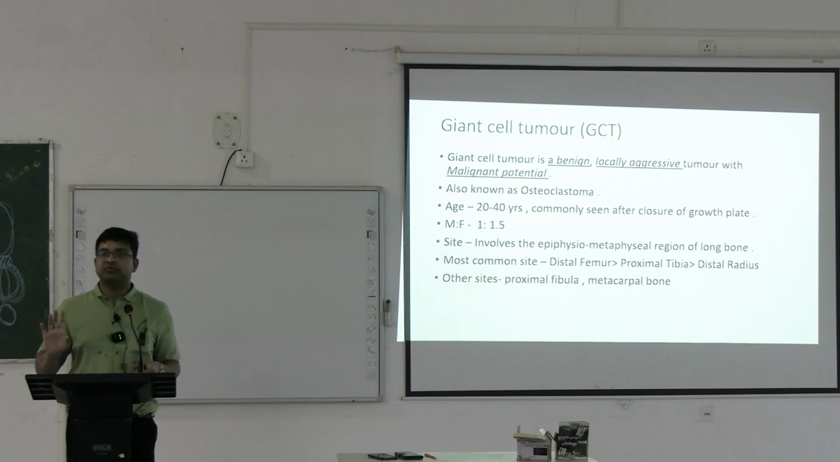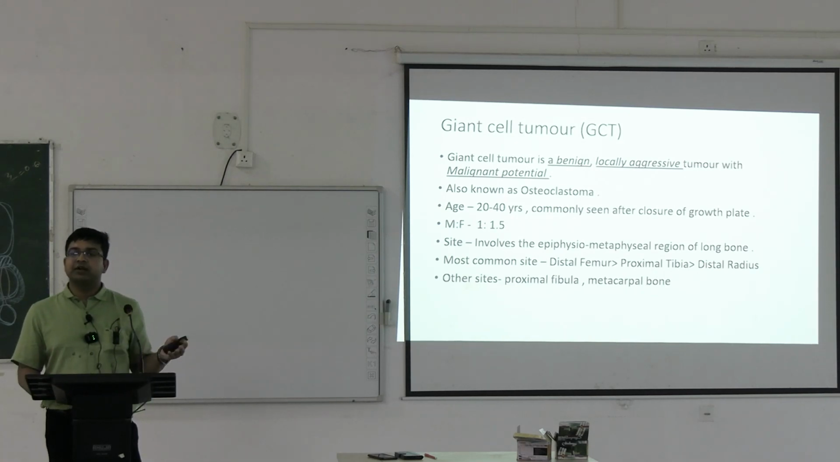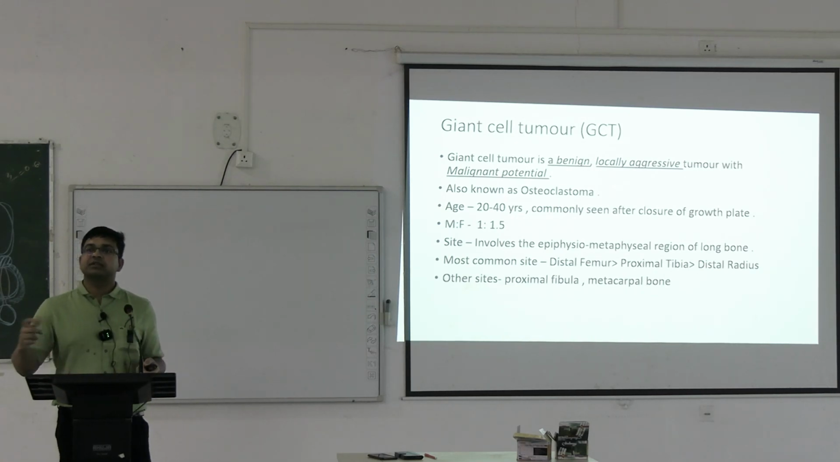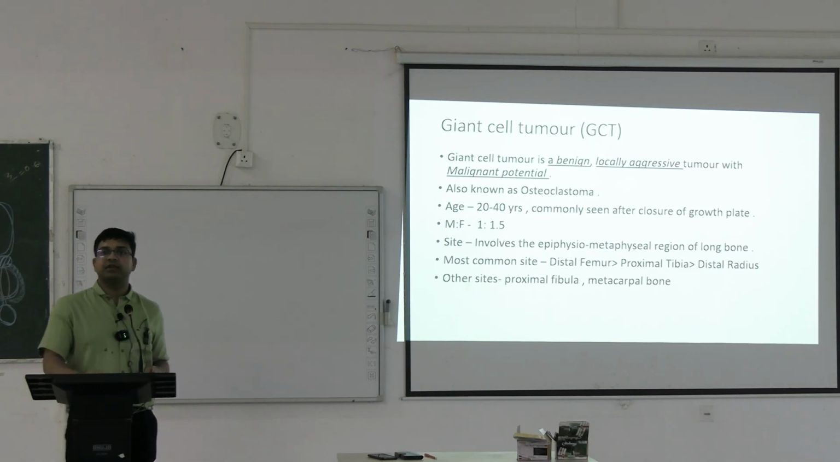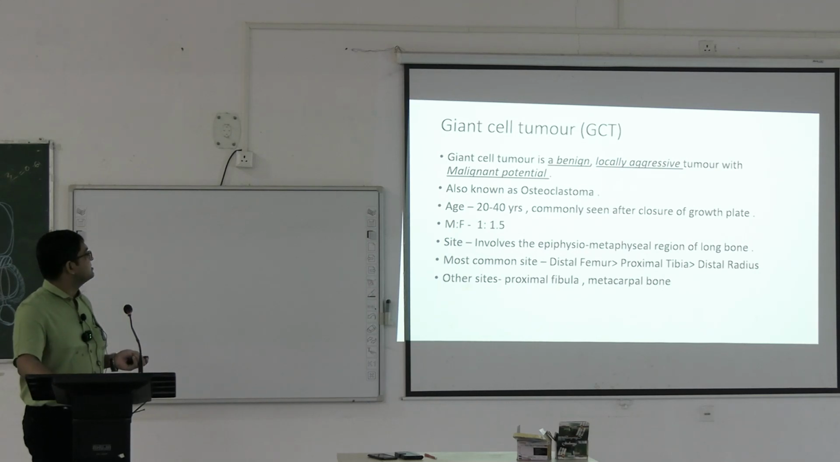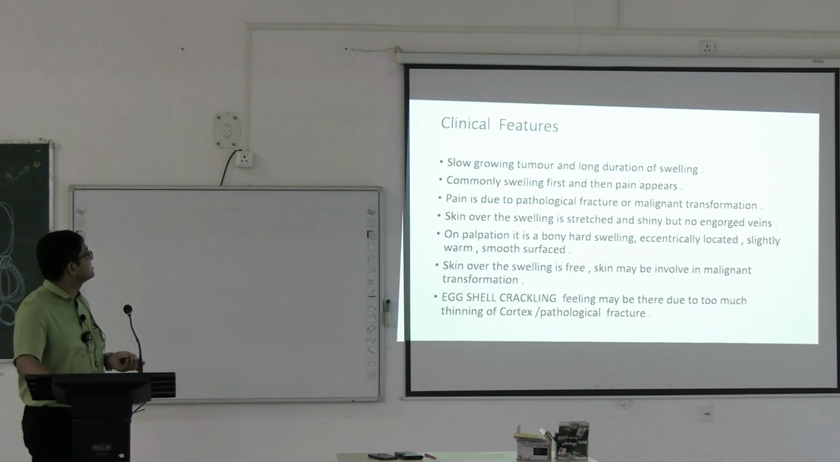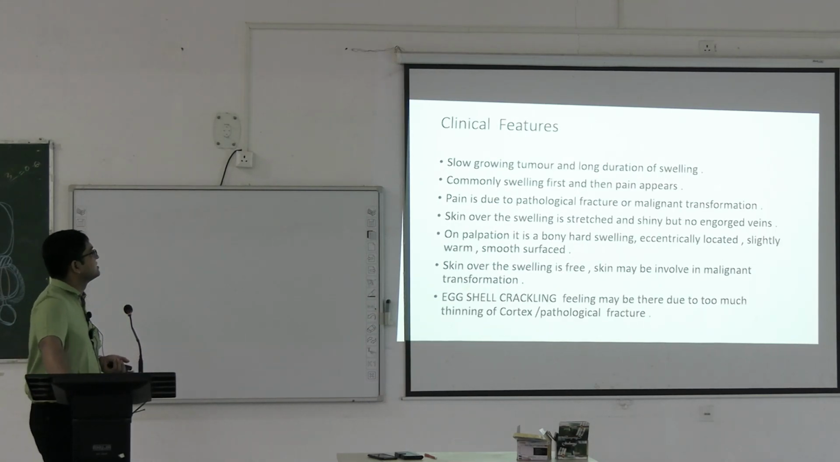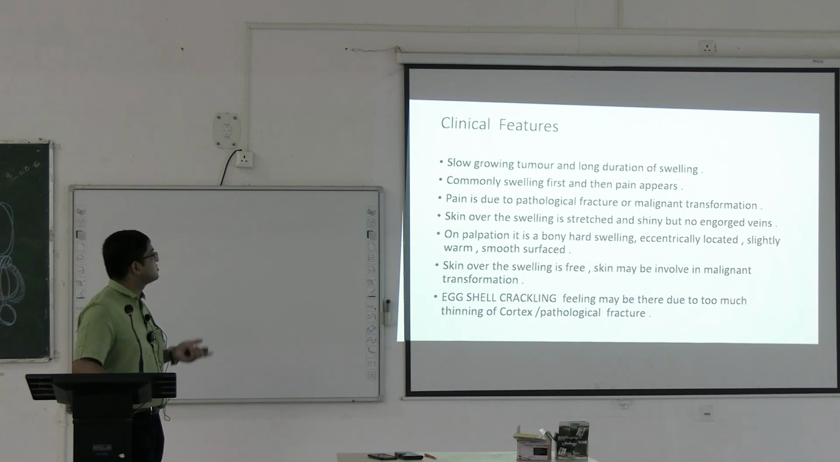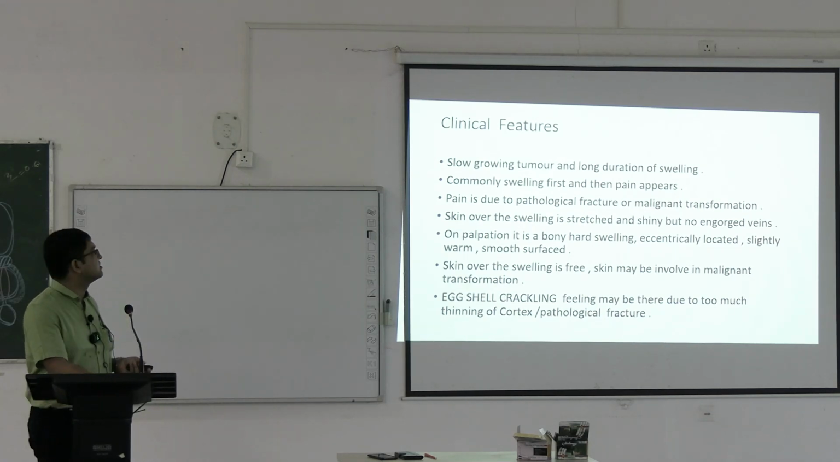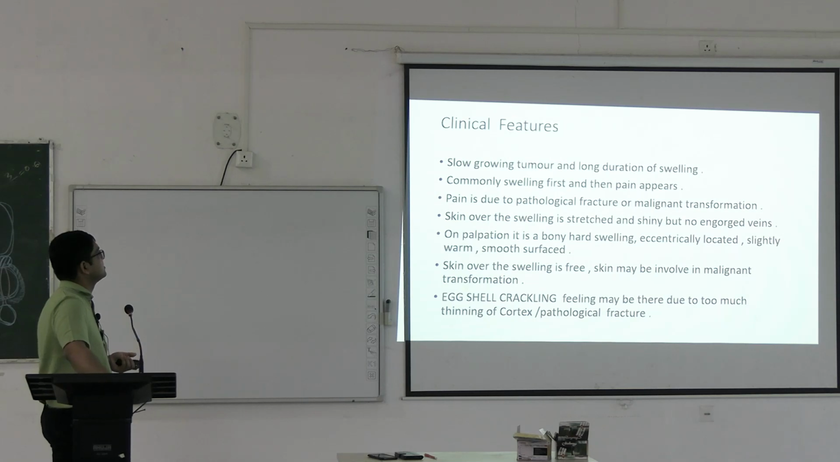এই তিনটে হচ্ছে মোস্ট কমন সাইট। আরও সব জায়গায় পাওয়া যেতে পারে। তাছাড়া দুটো কমন সাইট হচ্ছে প্রক্সিমাল ফিবুলা অ্যান্ড মেটাকার্পাল বোন। আচ্ছা, ক্লিনিক্যাল ফিচার্স, স্লো গ্রোয়িং টিউমার উইথ আ লং ডিউরেশন অফ swelling. It is a slow growing tumor with a long duration of swelling. Why? It is a benign tumor. So it is a slow growing tumor.